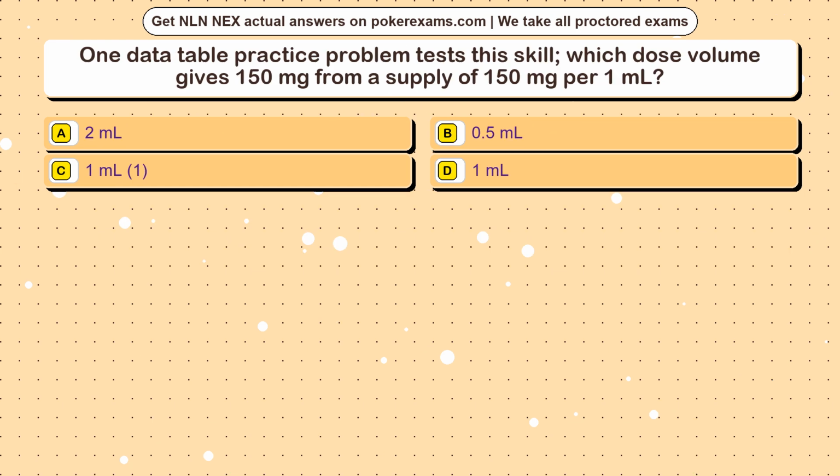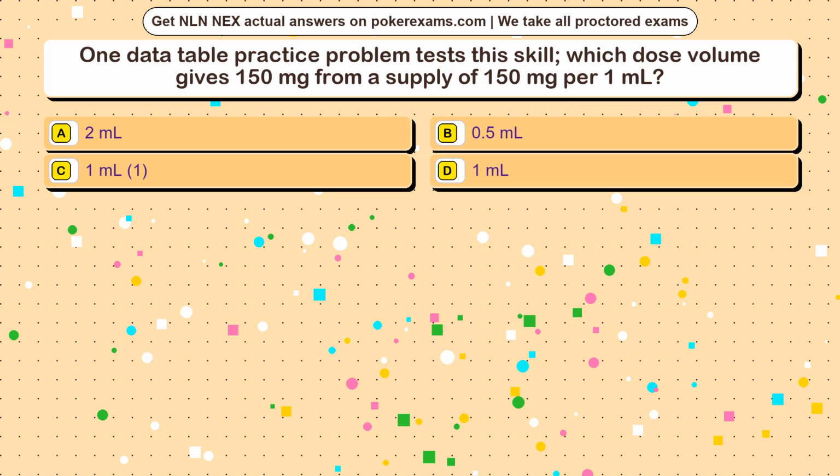Question 11. One data table practice problem tests this skill. Which dose volume gives 150 mg from a supply of 150 mg per 1 ml? Option A, 2 ml. Option B, 0.5 ml. Option C, 1 ml. Option D, 1 ml.